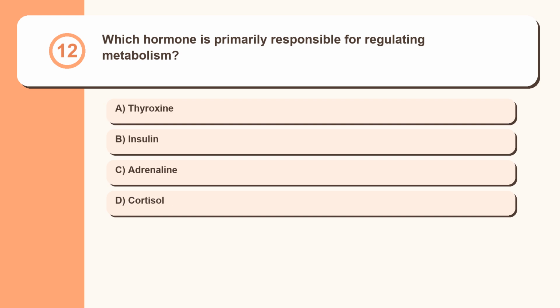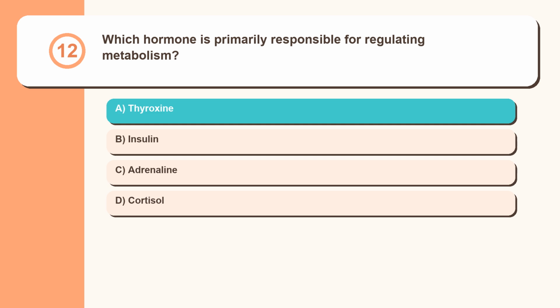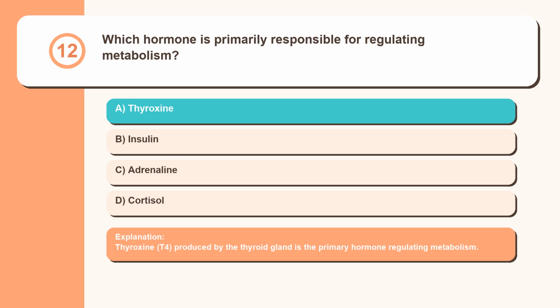Question 12. Which hormone is primarily responsible for regulating metabolism? Thyroxine, insulin, adrenaline, cortisol. Thyroxine, T4, produced by the thyroid gland is the primary hormone regulating metabolism.